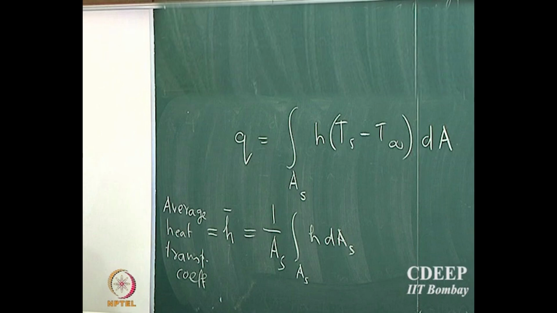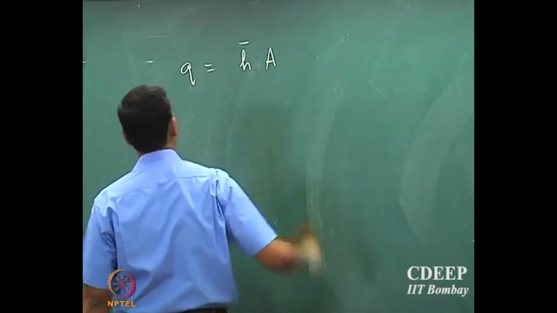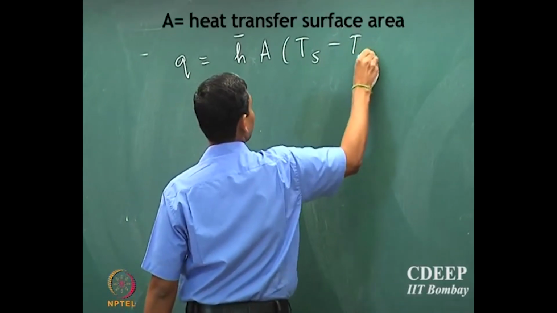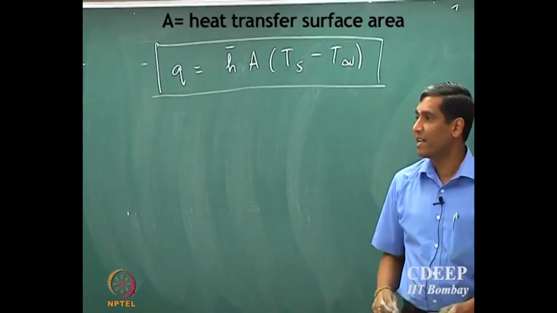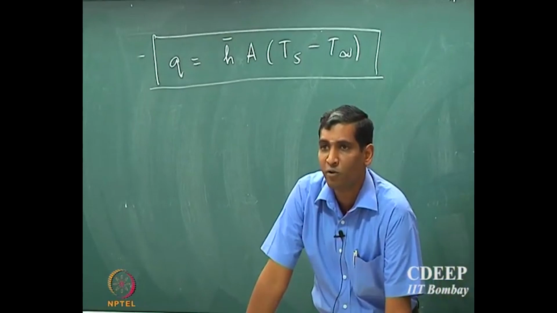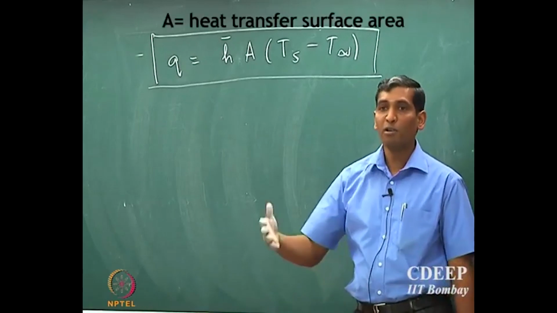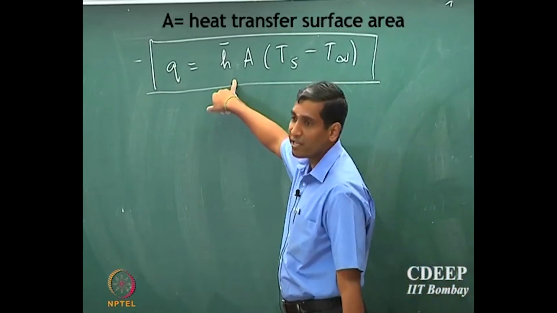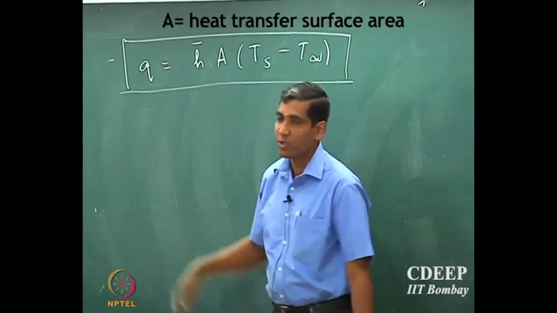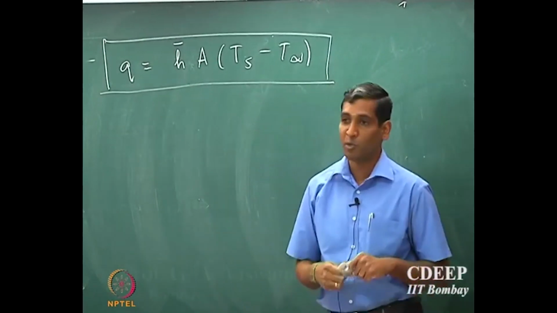Then I can rewrite the net heat transport rate Q as h bar into A into Ts minus T infinity. So I can rewrite the net heat transport from the solid to the fluid in terms of the average heat transport coefficient. All along, what you have used in all your calculations is the average heat transport coefficient, and what we are going to see for most of this convection topic is how to calculate this average heat transport coefficient.